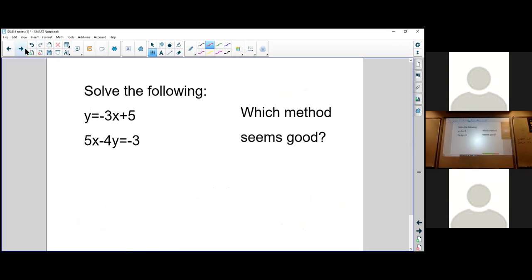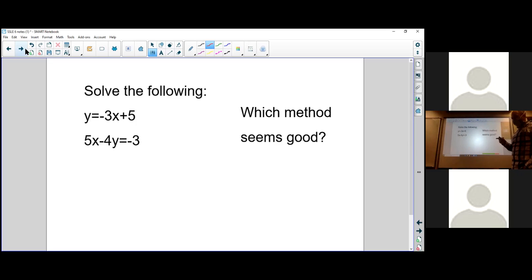Okay, solve the following. Which method seems good? Well, I don't have a graph, so I'm probably thinking graphing's not good. Even if I had a graph, I don't think it would graph really nicely, because the bottom equation, if I use the cover method to graph it, gives some values that are tougher to graph.